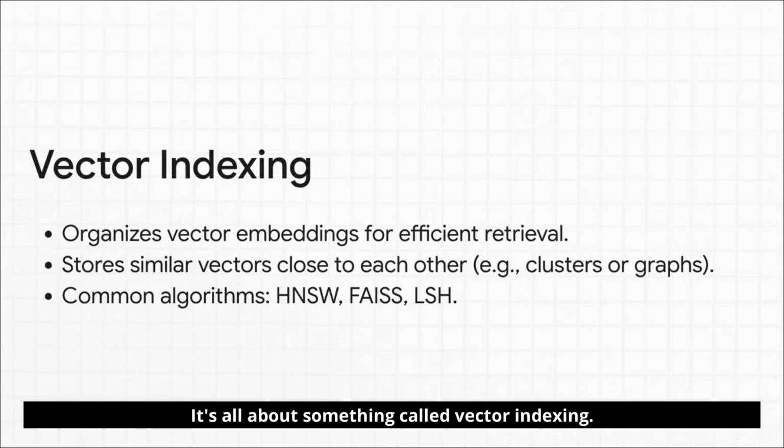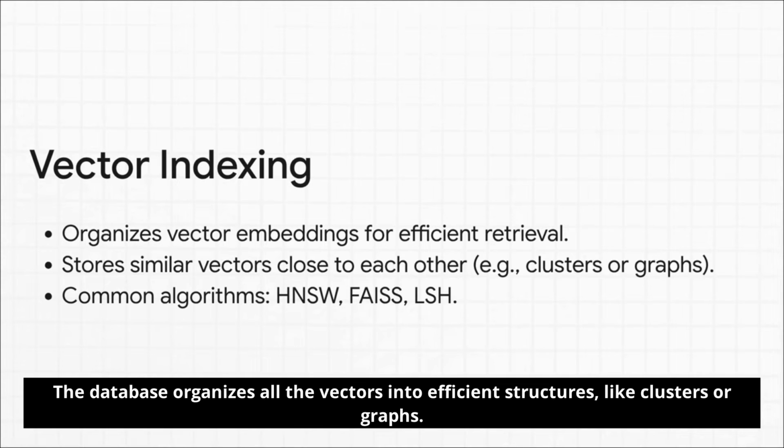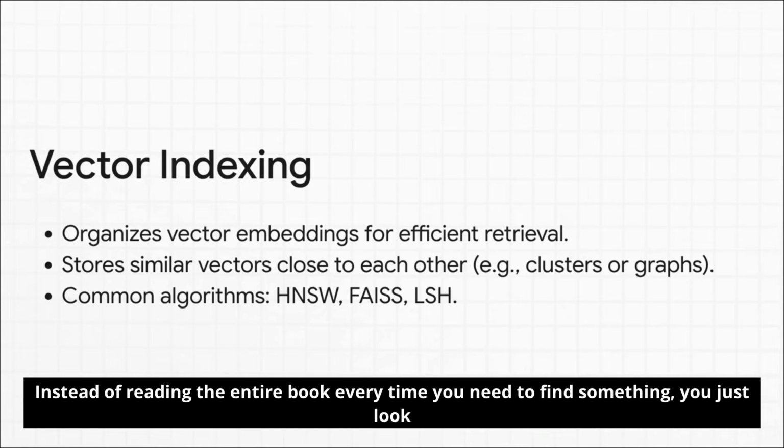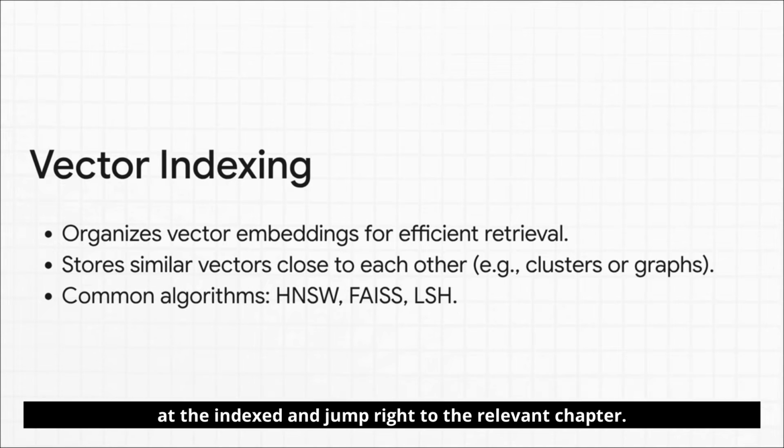It's all about something called vector indexing. It's about being smart before you even start searching. The database organizes all the vectors into efficient structures, like clusters or graphs. The best analogy is the index in the back of a textbook. Instead of reading the entire book every time you need to find something, you just look at the index and jump right to the relevant chapter. That's what indexing does. It dramatically shrinks the search space.